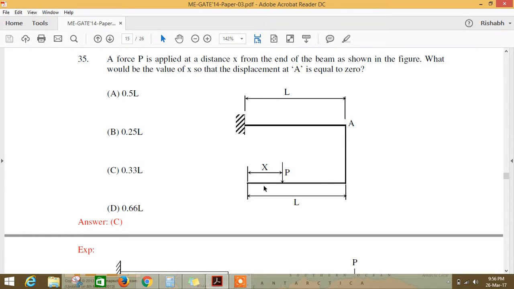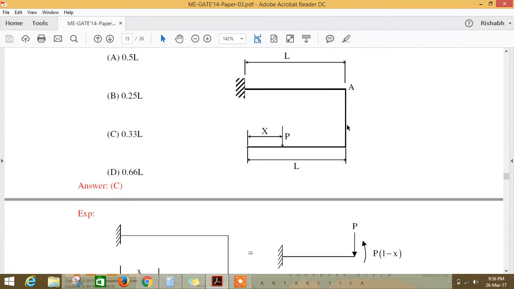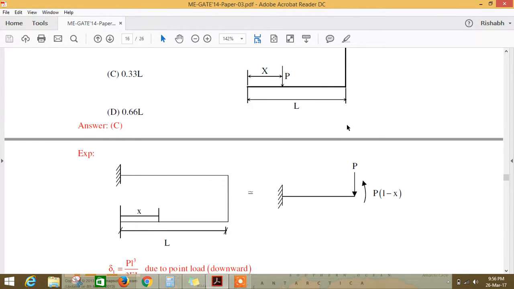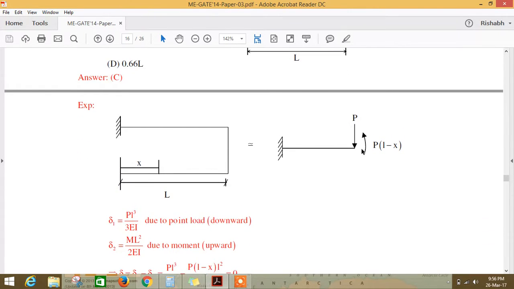For this type of question, you have to apply your basic mechanics. You can transfer this P to A such that P is also acting here, as well as a moment P into (L minus x) acting at A. In the next question I have explained this in the next figure. So the displacement at this point A should be 0.